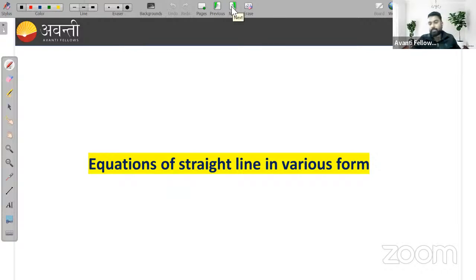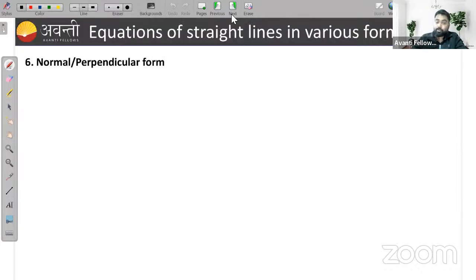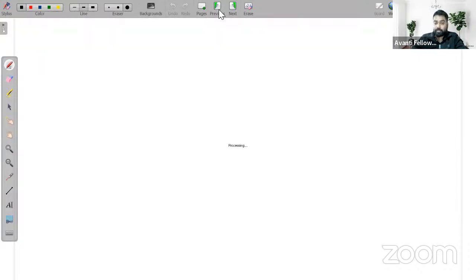What is the time? It's 4:26, guys. So let's start these things in the next class. In the next class, we'll complete equation of straight line in various forms. So what are the forms? Point slope form first, then 2-point form, then slope intercept form, then intercept form, determinant form, then normal and perpendicular form. With this we'll also see some other results.